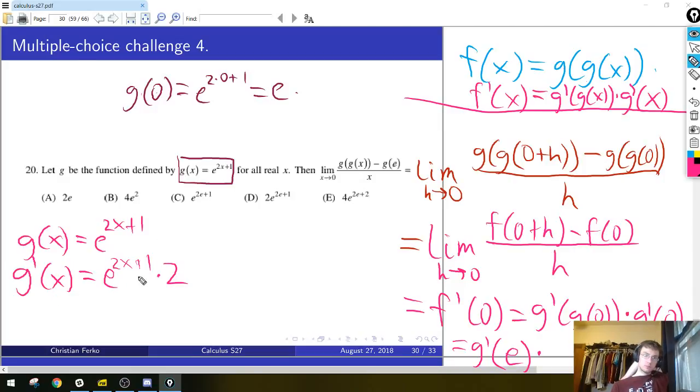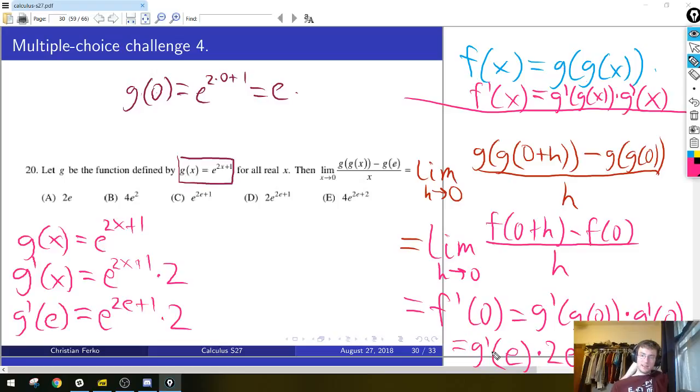g prime of 0 is going to be 2e. 2e, good. All right, so we have g prime of e times 2e. Last step, what is... I'll write another line for us. So what's g prime of e? It's going to be e to the power of 2e plus 1 times 2.